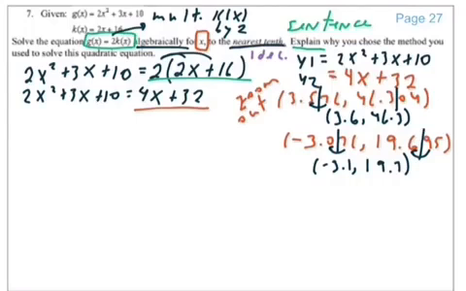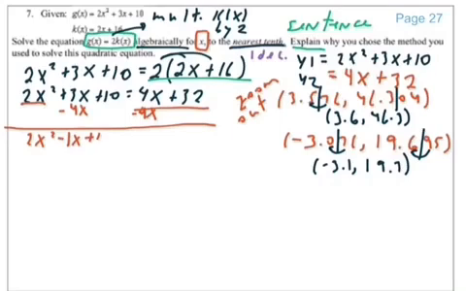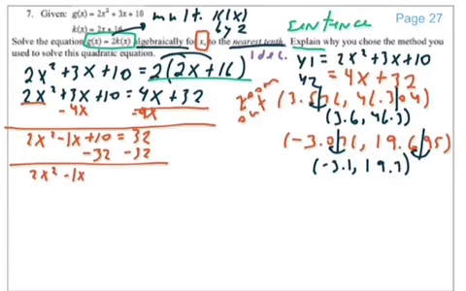Now to continue solving this algebraically, since you have an x squared here, that means you are going to want to set the equation equal to 0. So minus 4x, you get 2x squared minus 1x plus 10 equals 32, minus 32, minus 32. So 2x squared minus 1x minus 22 equals 0.